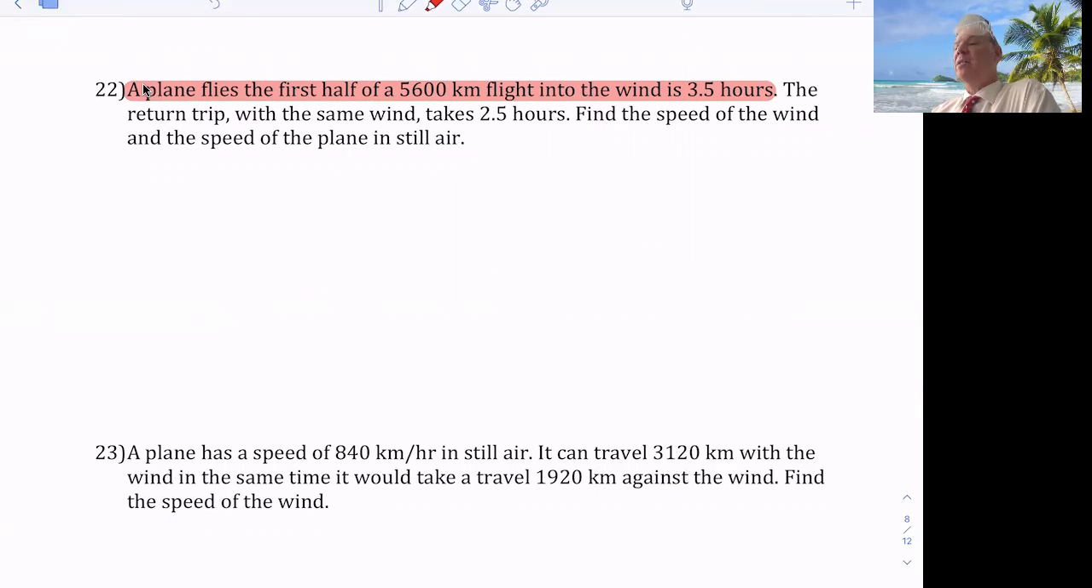All right, so if you're not sure about that, I'm telling you that. A plane flies the first half of a 5,600 kilometer flight into the wind. You with me on that? All right. So again, the distance is 2,800. Now, if it takes you 3.5 hours one way and 2.5 hours coming back, are you flying against or with the wind? With the wind on the way back, because it takes you what? Less time.